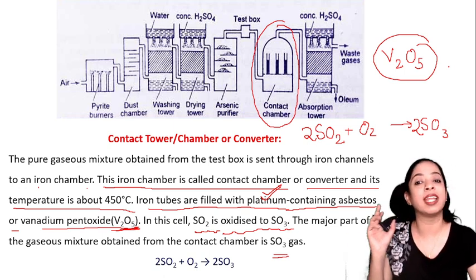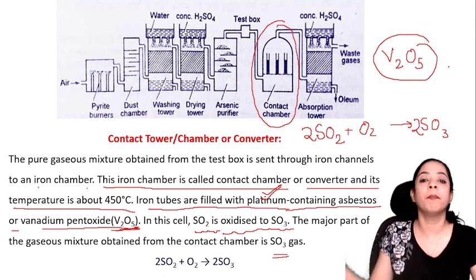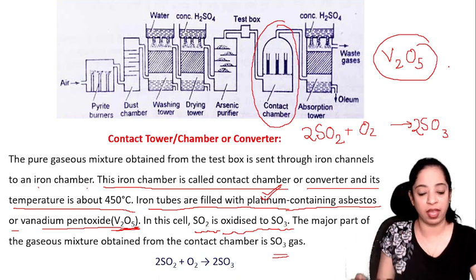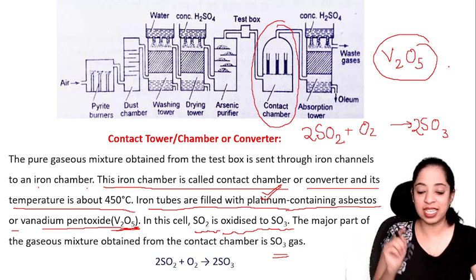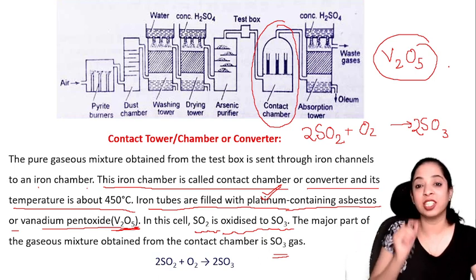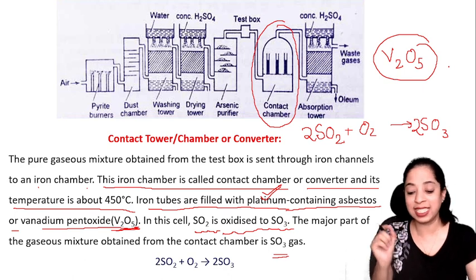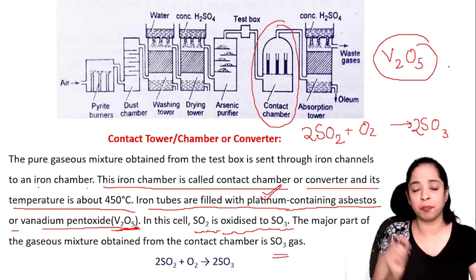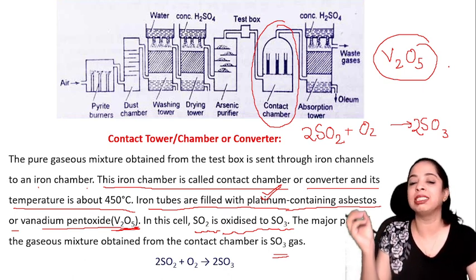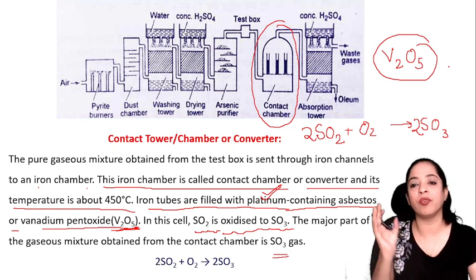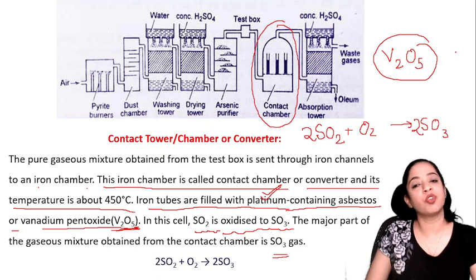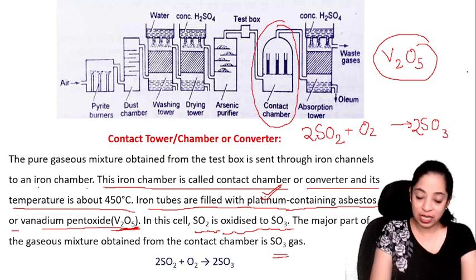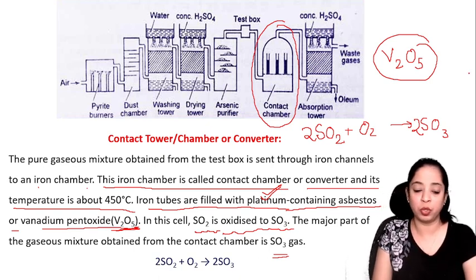So that we don't use mostly, and we prefer V2O5. Why? Because it is comparatively cheaper, and less easily poisoned. It doesn't get poisoned quickly. It is less easily poisoned or susceptible to impurities. Impurities do not react much with V2O5. Okay, it doesn't become impure, right? So it is cheaper, less easily poisoned or susceptible to impurities.